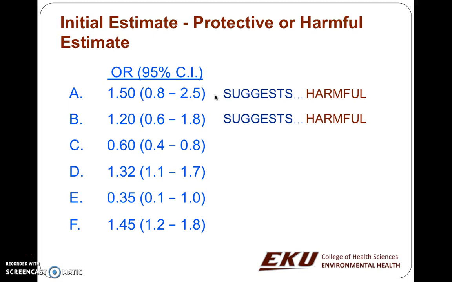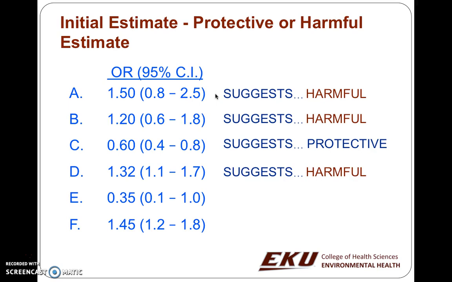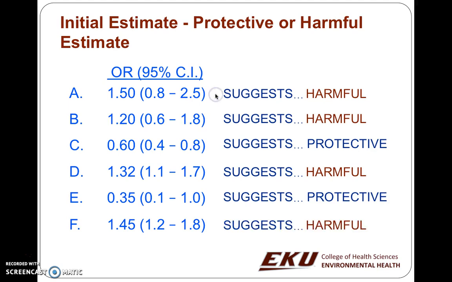1.2, it's greater than 1, so it suggests harmful. 0.6, that is below 1, so that suggests decreasing disease as exposure increases. So those things are protective, like eating fruits and vegetables and heart disease, or wearing your seatbelt and dying in a car wreck. Those are protective exposures. Numbers above 1 suggest more exposure, more disease, or more death. So that is harmful. Numbers below 1, like 0.35, are protective. Above 1, like 1.45, harmful.